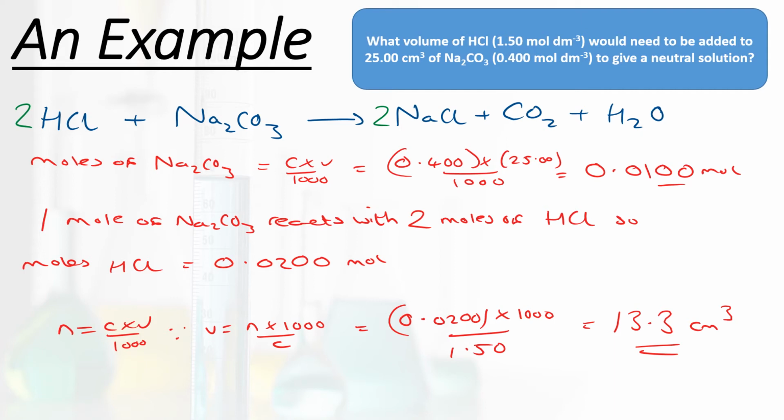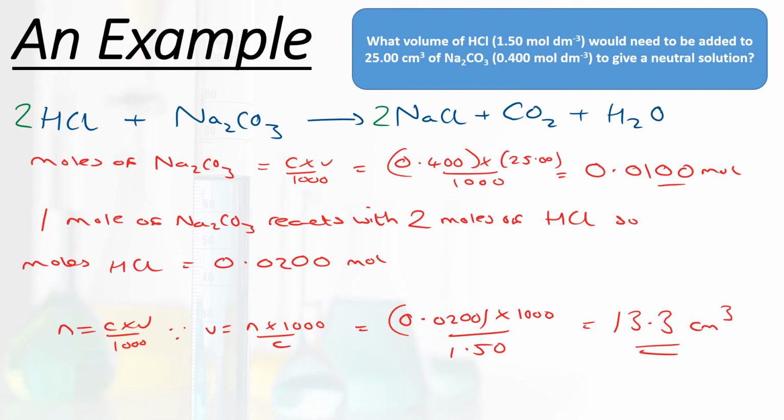So remember, our equation is n equals concentration times volume, but we have to convert our volume in centimeters cubed to a volume in decimeters cubed, because concentration is in moles per decimeter cubed. And to do that, we're going to divide by 1,000. So the moles of it are 0.4 times 25 divided by 1,000, and that gives us 0.01 moles.